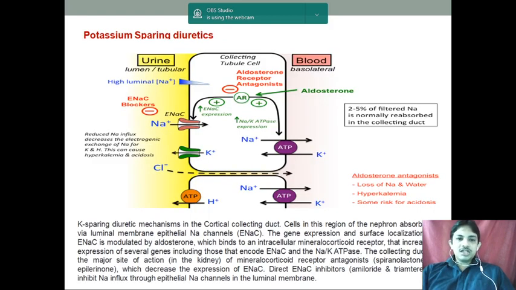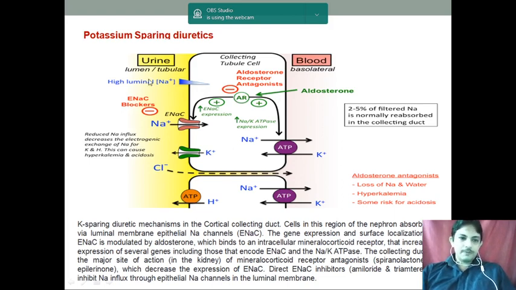Next is potassium sparing diuretics. In the case of potassium sparing diuretics, mainly we are going to discuss two categories of drugs. One is the aldosterone receptor antagonist.